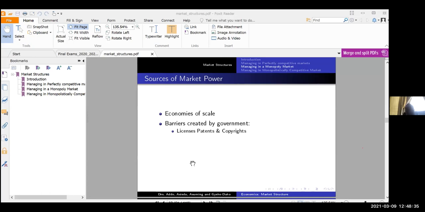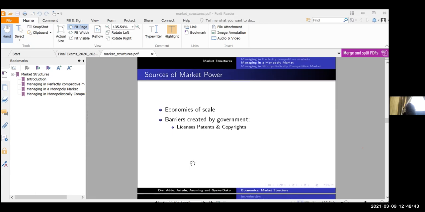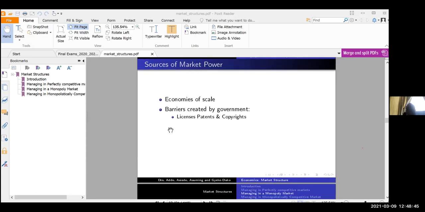Okay, so economies of scale. The scale effects are huge, and therefore prevent others from entering the market. Sources of market power: barriers created by government. Government can also create barriers. You need licenses, patents, copyrights, and that gives a few firms power in the market.